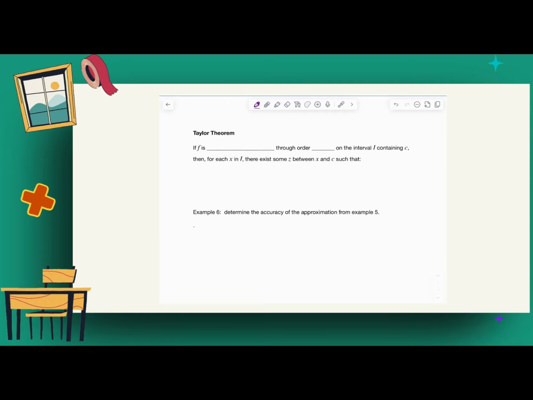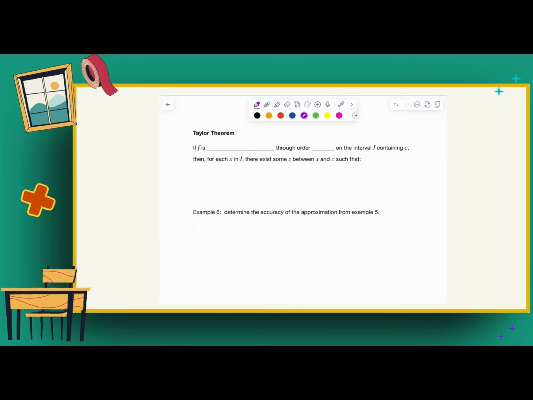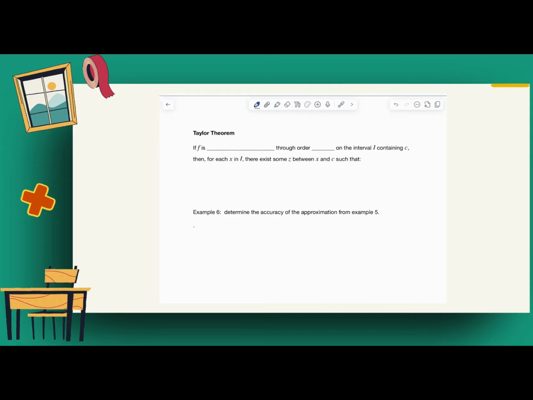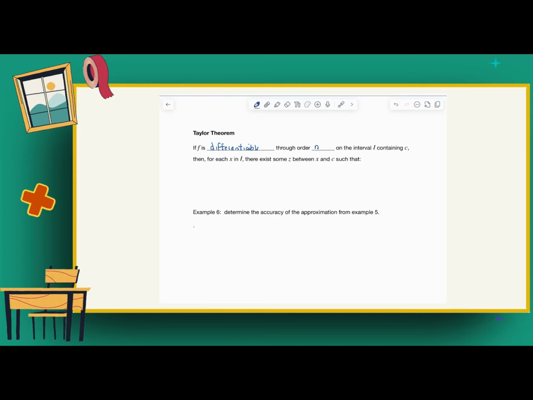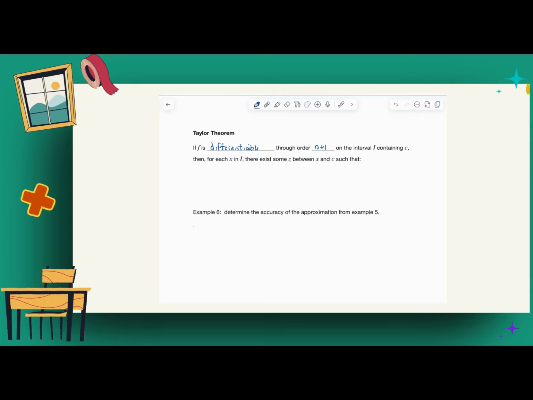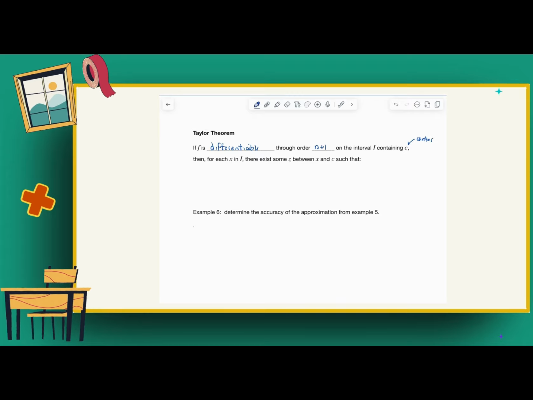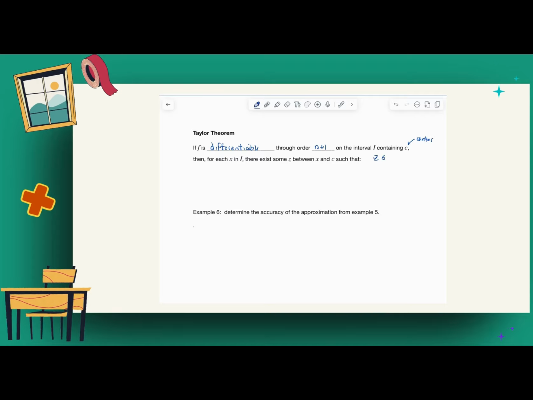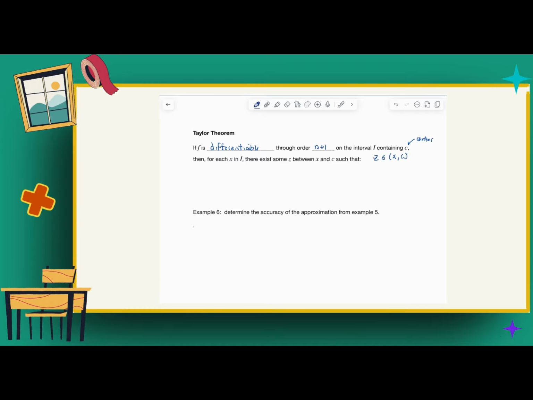That's where Taylor's theorem comes in. It tells us the error between the actual function and our polynomial. Taylor's theorem states if f is differentiable through the order n plus 1 on the interval I containing c, where c is the center, then for each x in the interval I, there exists some z between x and c such that, so z is between our x and our center.